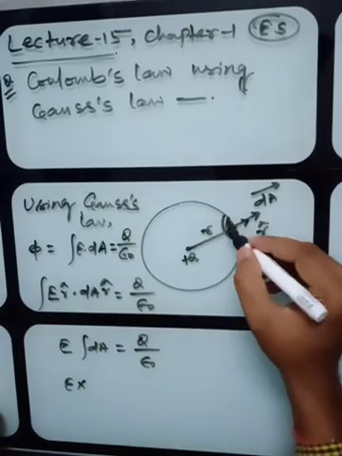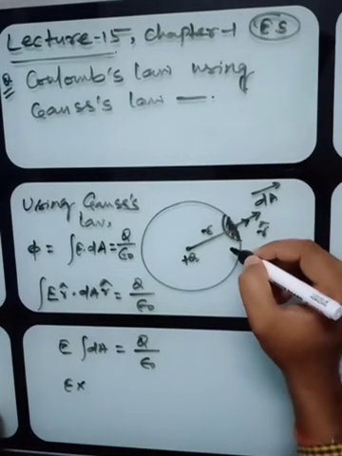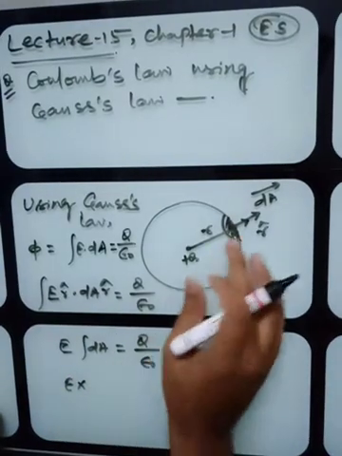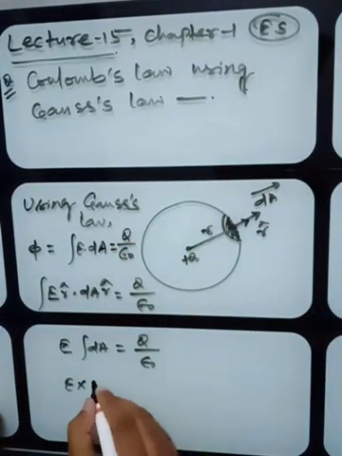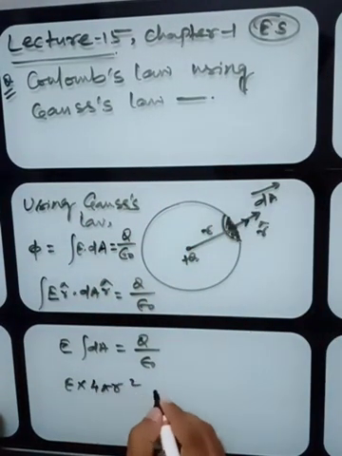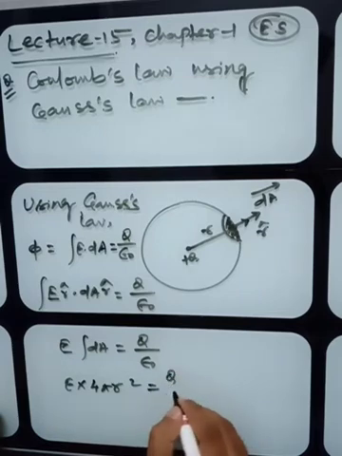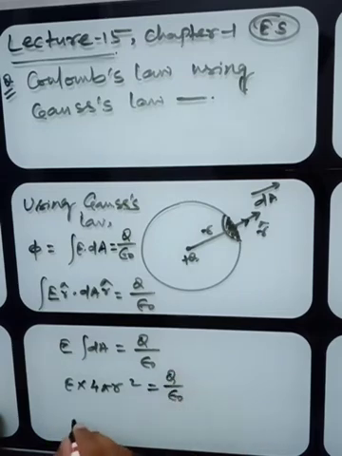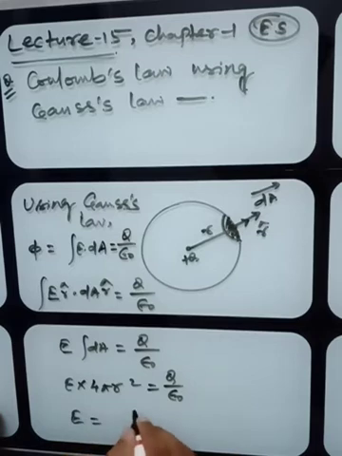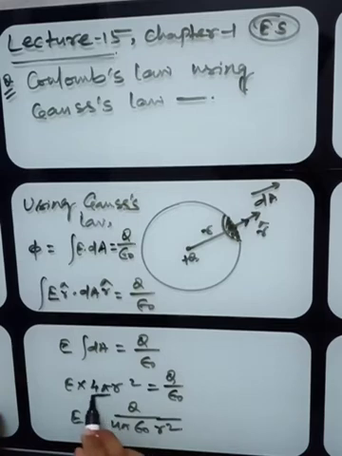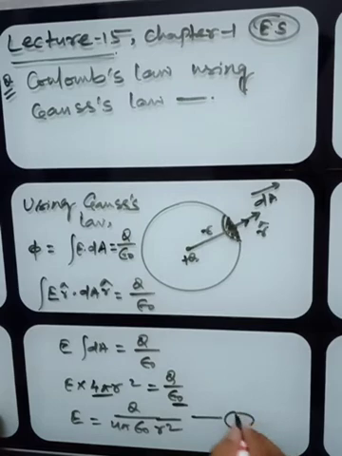dA is the elementary surface area of this sphere, and the integral is the whole surface area. It is 4 pi r square, the surface area of a sphere, equals q by epsilon naught. So E will be q by 4 pi epsilon naught r square. This is equation 1.